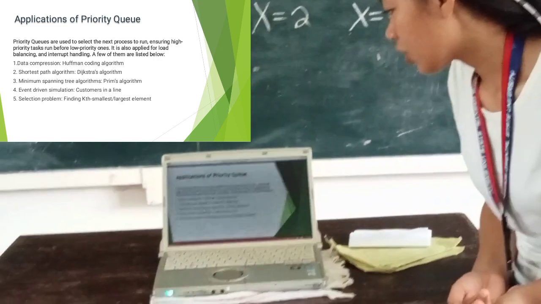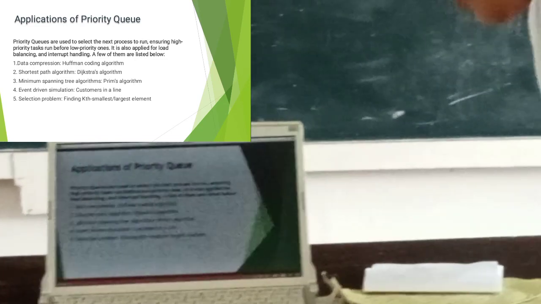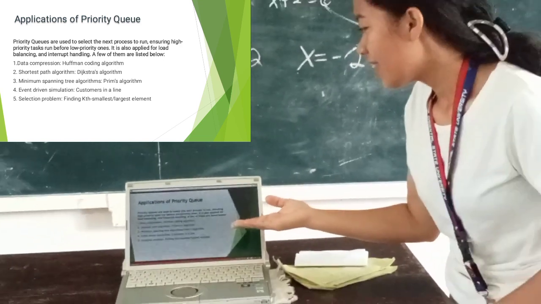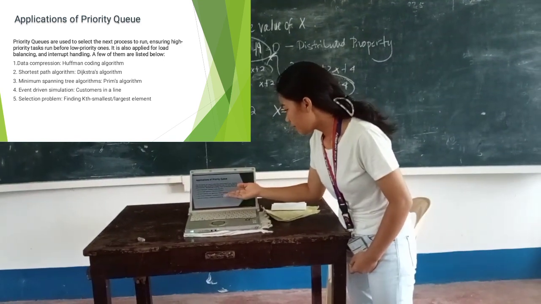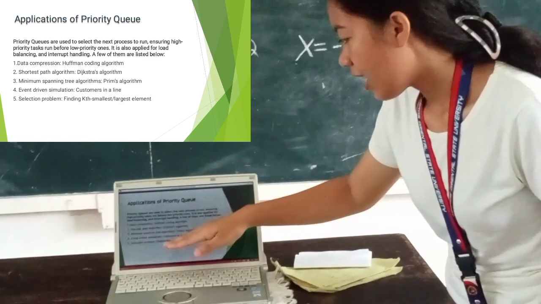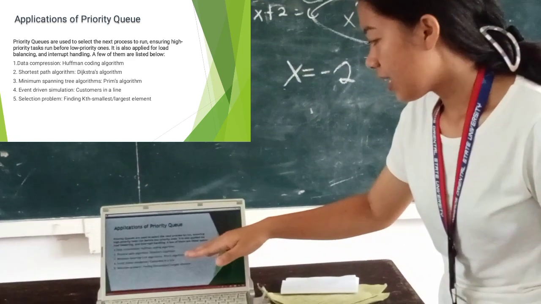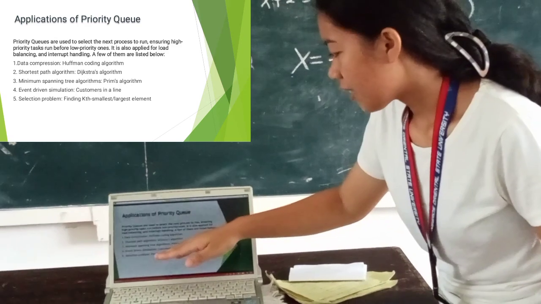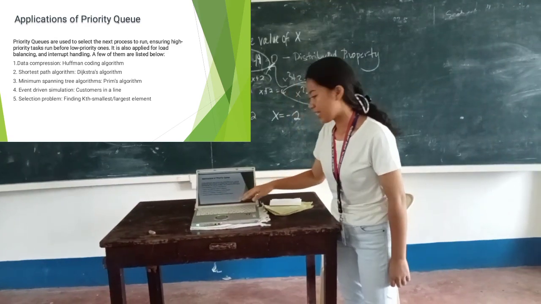Second is shortest path algorithm, Dijkstra's algorithm. Third is minimum spanning tree algorithms, Prim's algorithm. Fourth is event-driven simulation, customers in a line. And fifth is selection problem, finding the smallest or largest element.